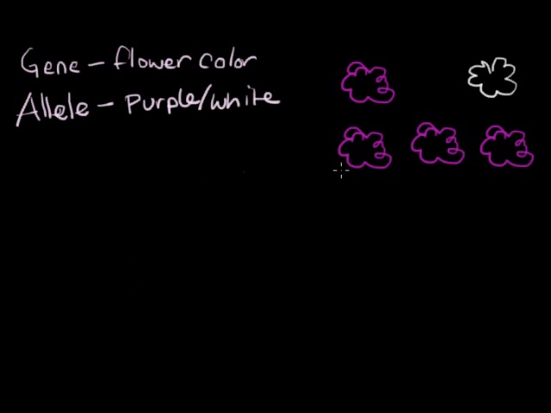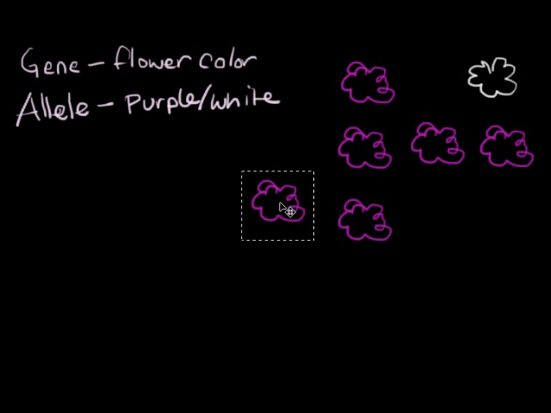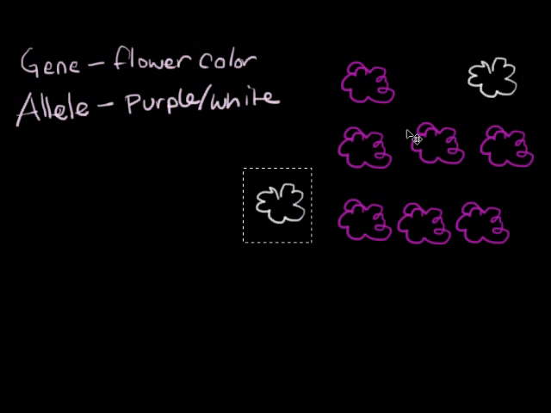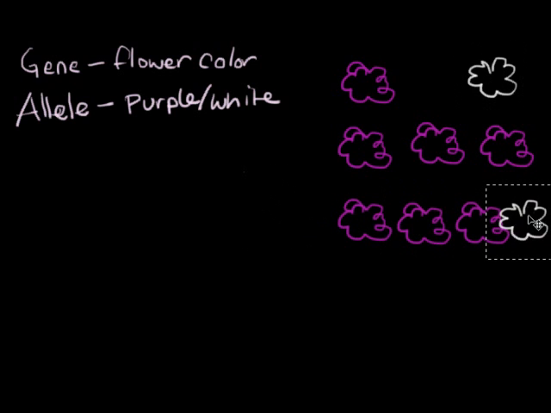And then when he selfed one of these flowers, in that F2 generation he produced some purple flowers, but in selfing those purple flowers, he also produced some white flowers, in about a 3-to-1 ratio. Again, not always perfectly 3-to-1, but about a 3-to-1 ratio.